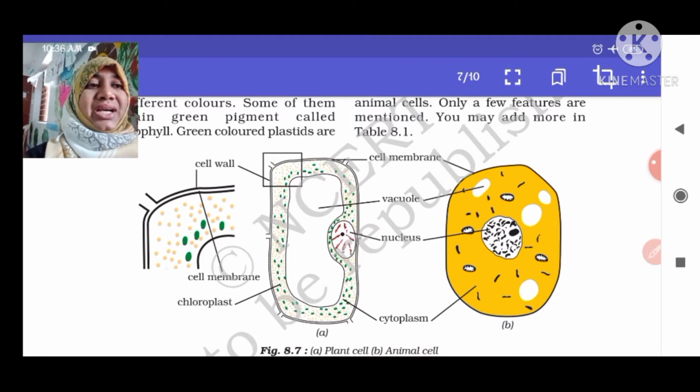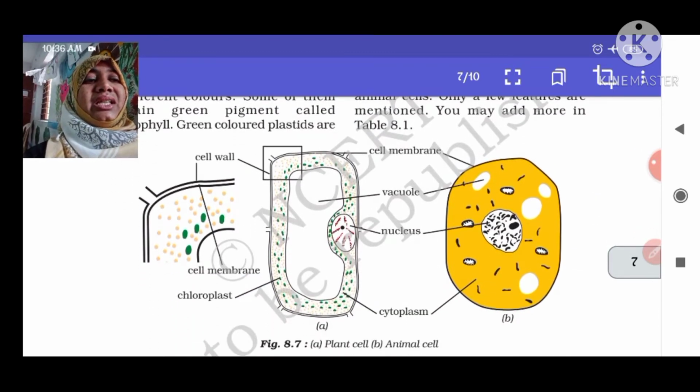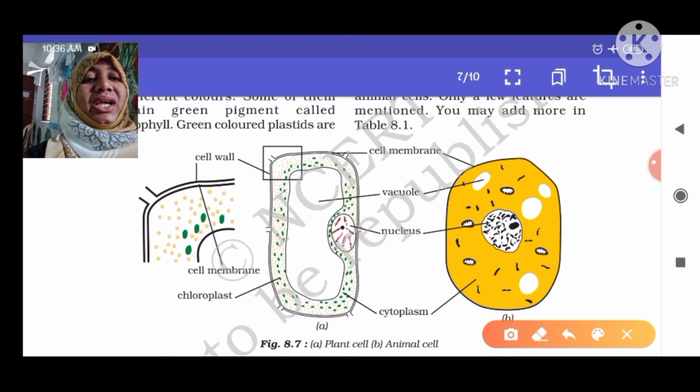But in the plants it's not like that. During the daytime itself they can prepare the food, they can store it, because during the night time there will be no availability of sunlight. So the food vacuole is larger in the plant compared to that of the animals.